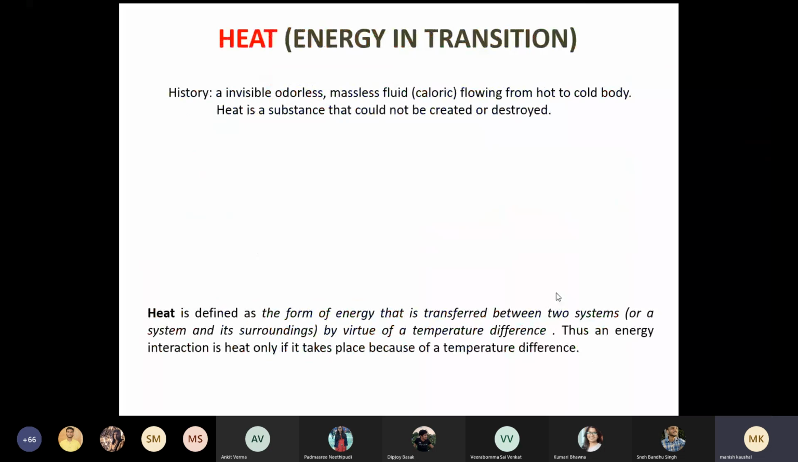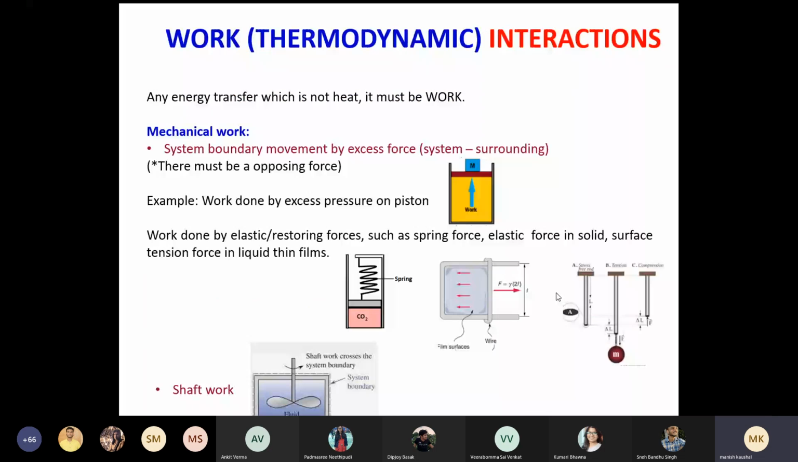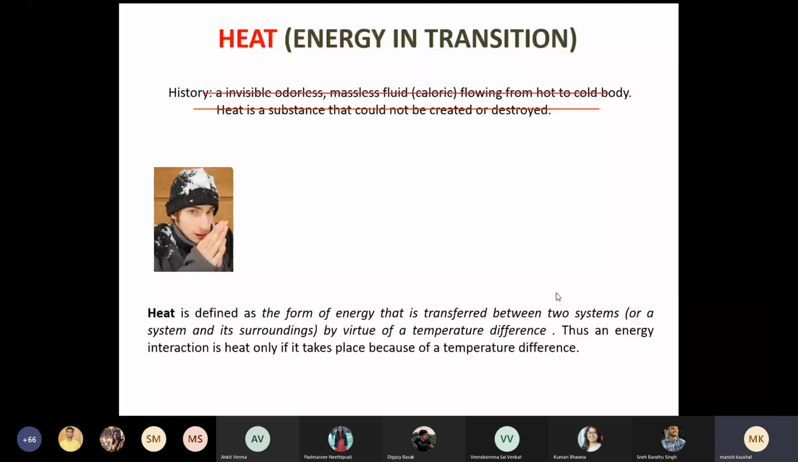So if you guys remember, we discussed what is heat, the old notion of heat, which was wrong, and then the current formal definition of heat. We said that any energy transfer across the system boundary will be called heat if it takes place due to the temperature difference. Otherwise, it will be work. And we have seen some examples also. So we are again going to recall it.